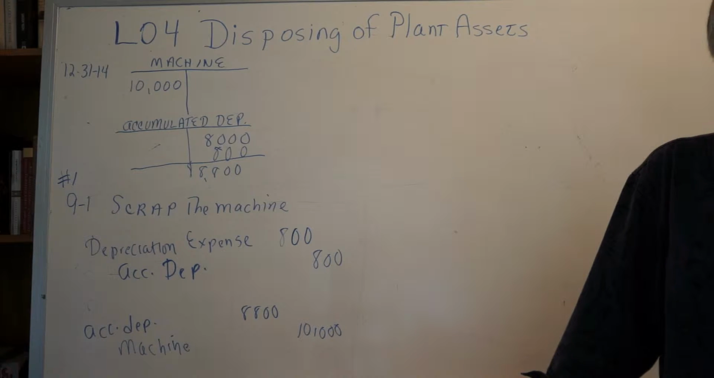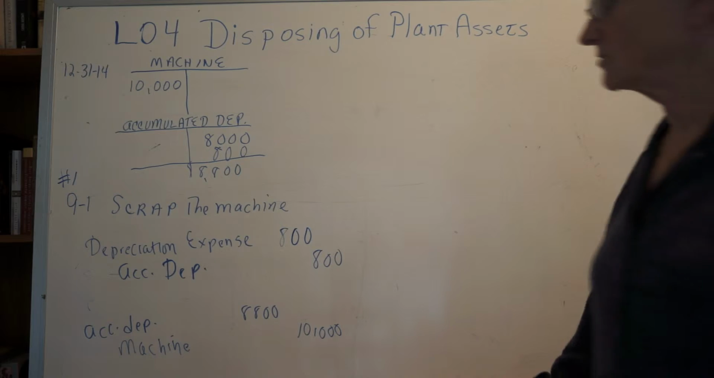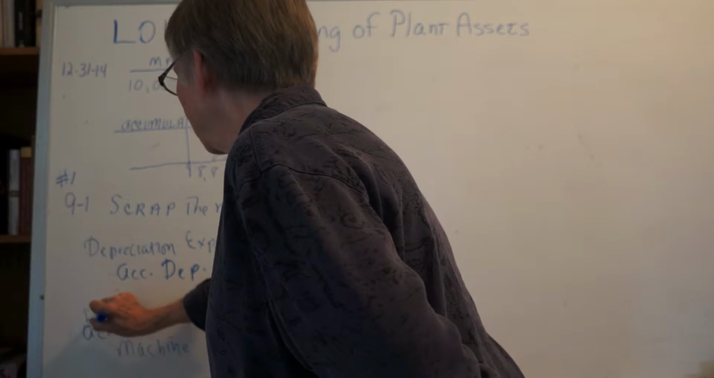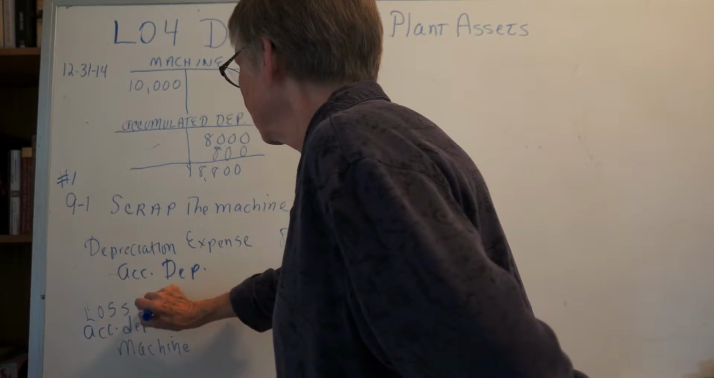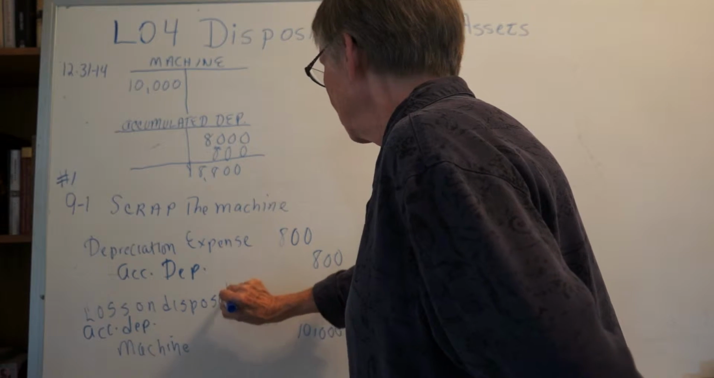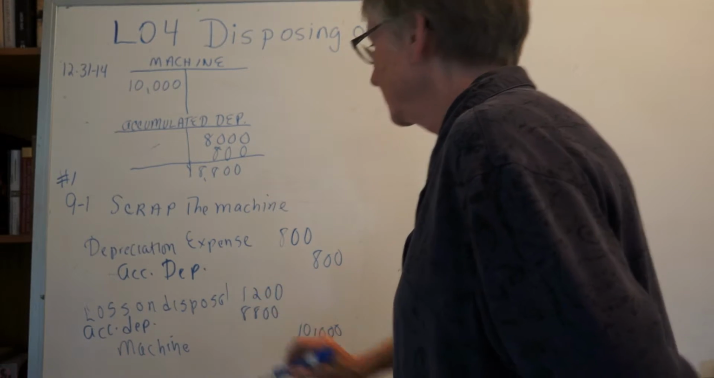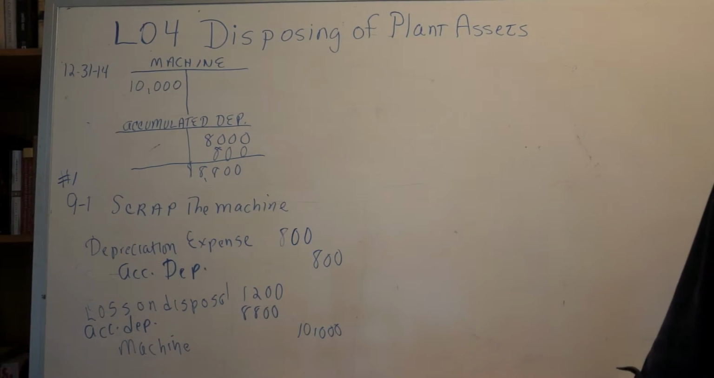and any difference between what the machine is on the books for, the cost, and the accumulated depreciation would be regarded as a gain or a loss on the disposal of the machine. So in this case, we would have a loss on the disposal of $1,200. Okay. So that would be the first instance.